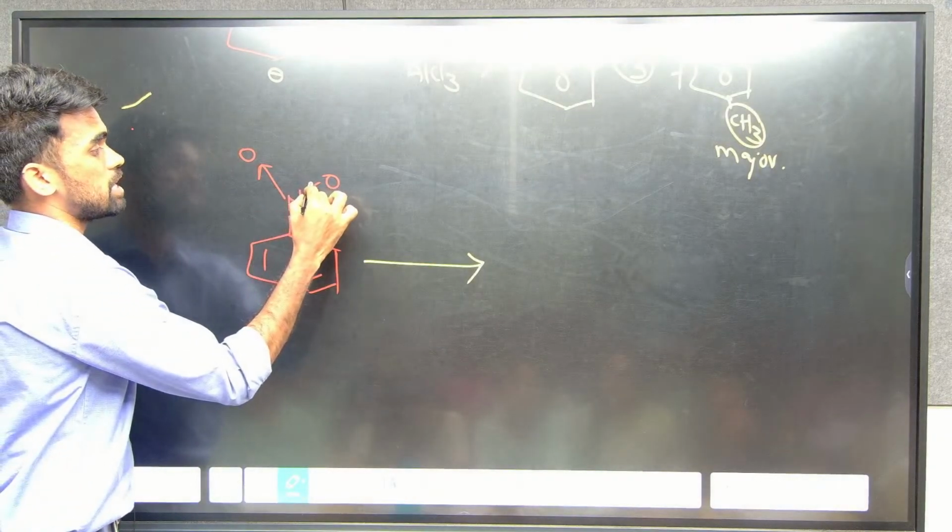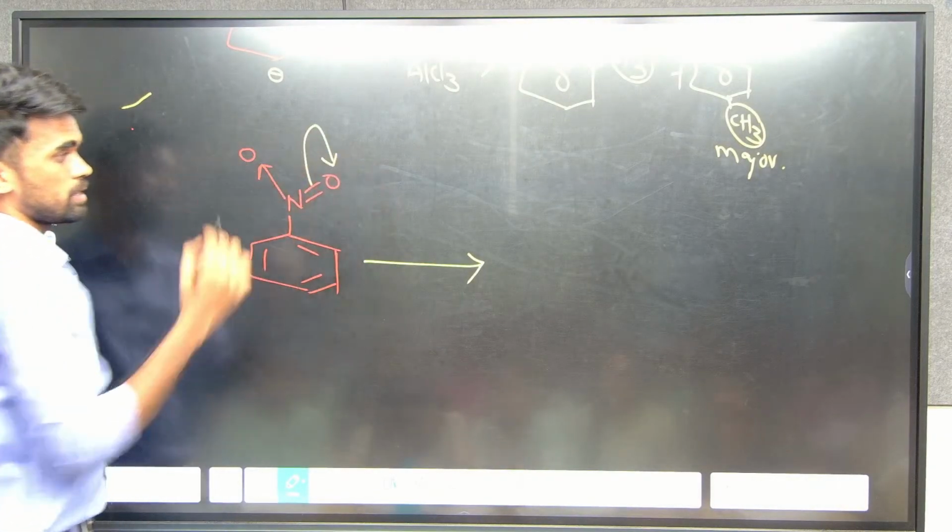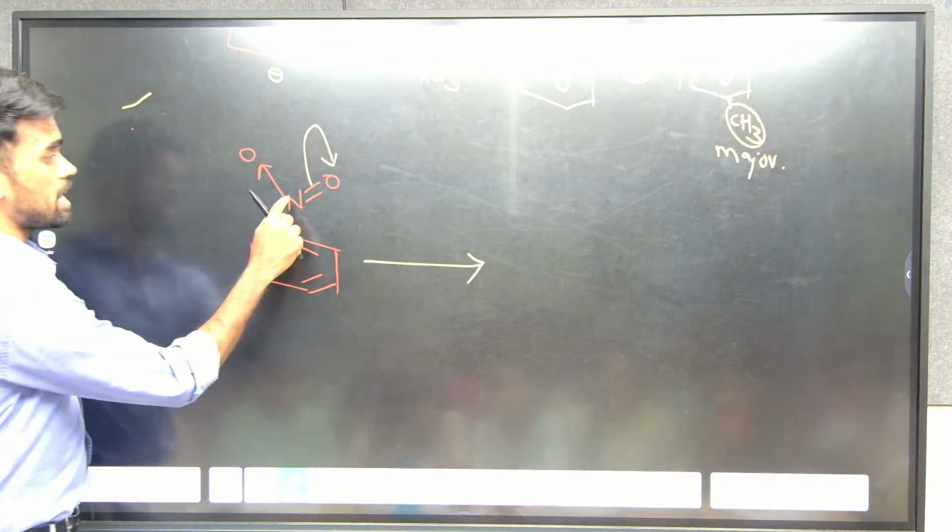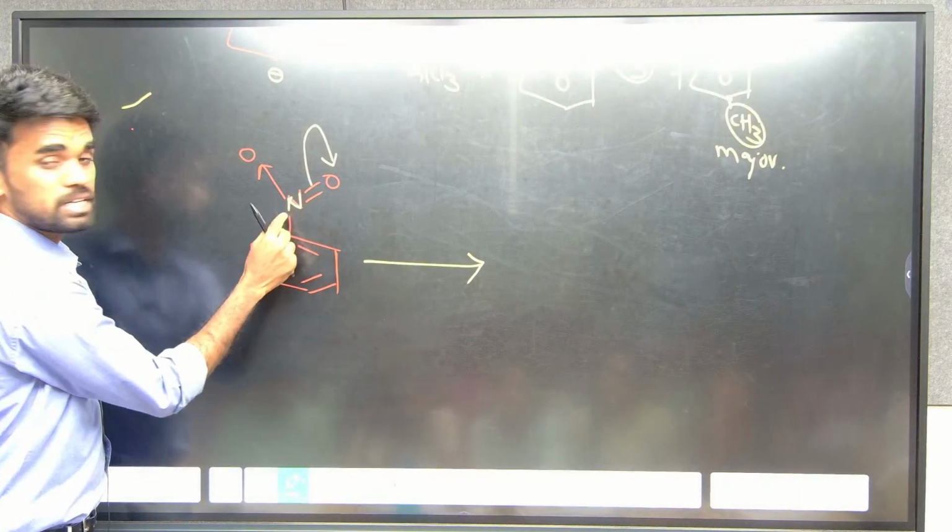If oxygen is electronegative, the bonded electrons are taken by it. Does this nitrogen contain any non-bonding electrons on it?